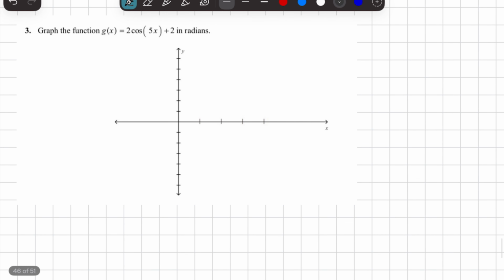Okay, our second question, this is number 3 in the little book. Now we have a cosine graph. So let's go ahead and write out all the values that we need to know. We have a is 2. Our b is right here, it's the reciprocal of that, so it's 1 over 5. We have no h, but we do have a k, so k equals 2. All right.